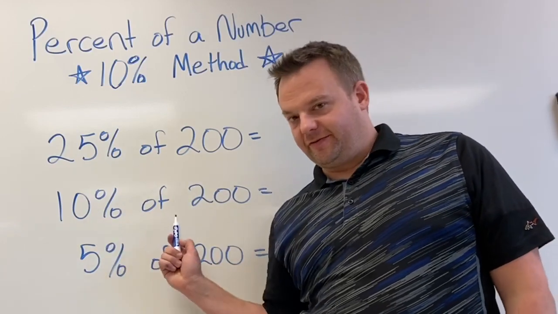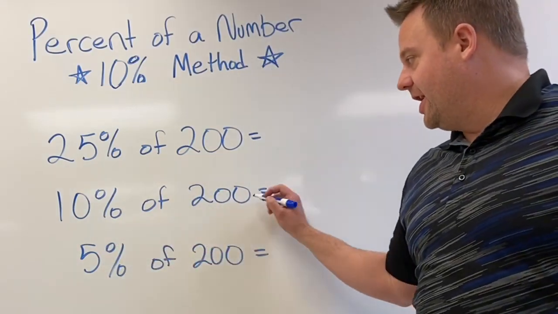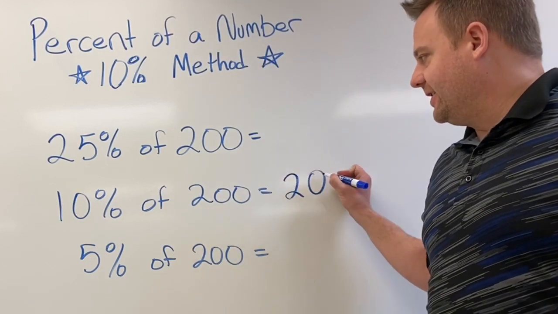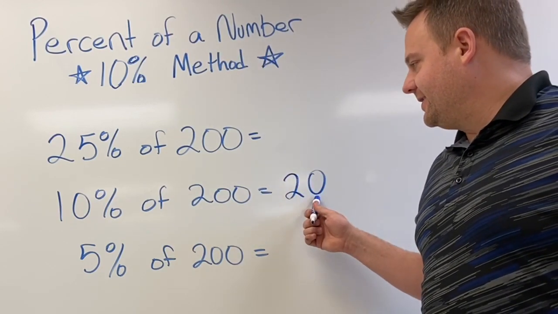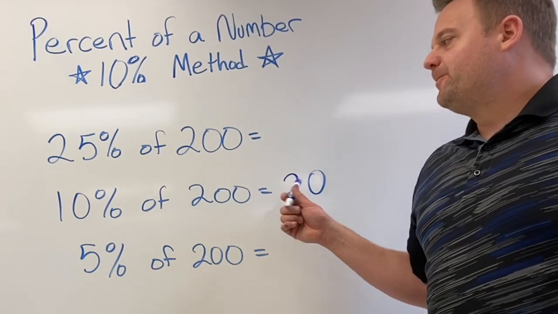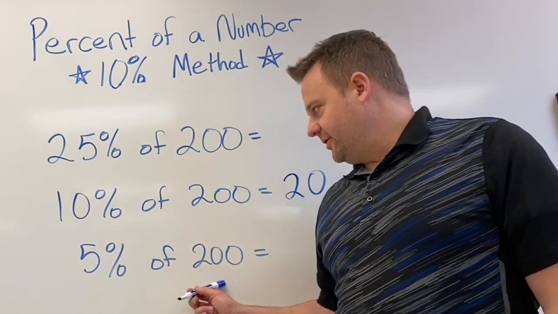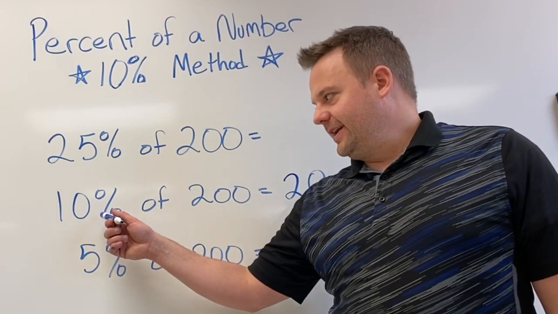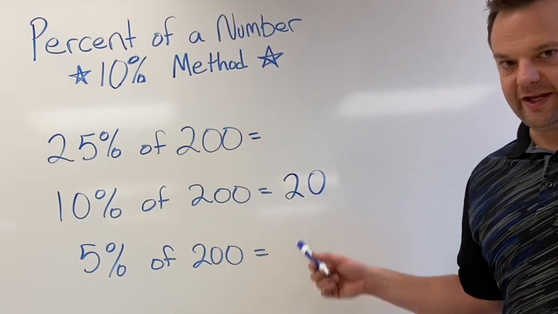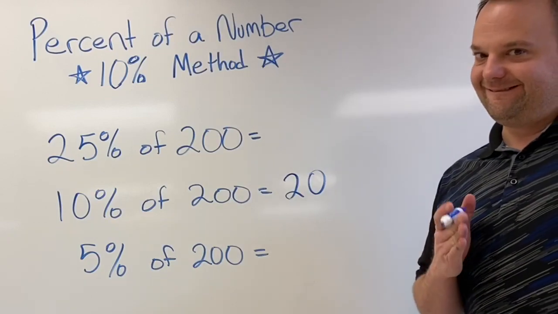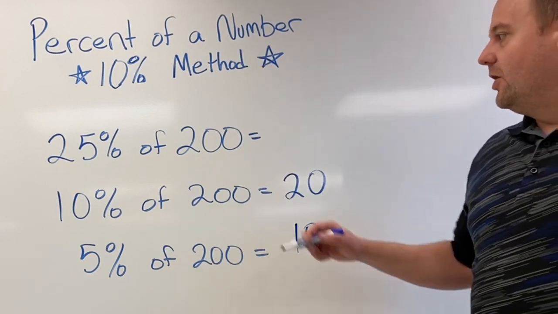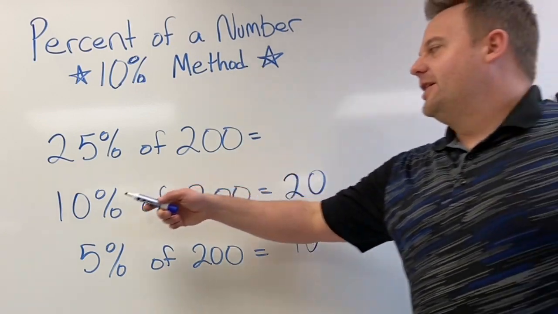First, find 10% of 200. 10% of 200, just move the decimal place back 1, is 20. And now that we have that, that means 20% of 200 is 40. But let's do 5% of 200. Now, half of 10% is 5%. Half of 20 is 10.